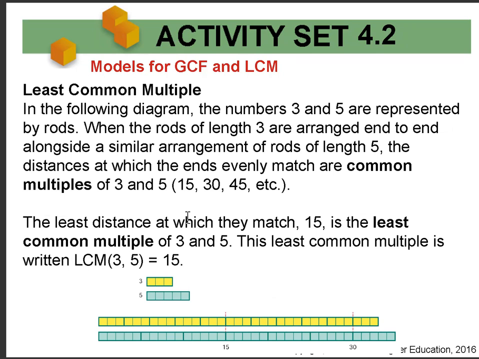Then we switch to least common multiples. In this diagram, we have a 3 and a 5, and then multiples of 3 and multiples of 5. You can see the first place they line up is 15, then they line up at 30, and of course if the diagram continued, they'd line up at 45, 60, etc. But the least of the common multiples is 15.